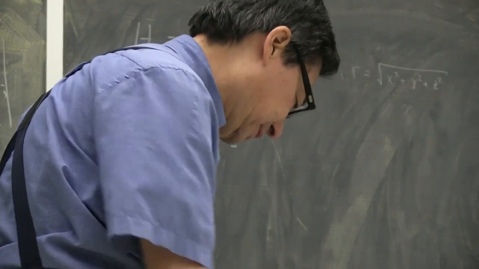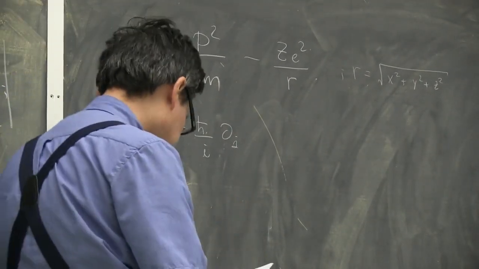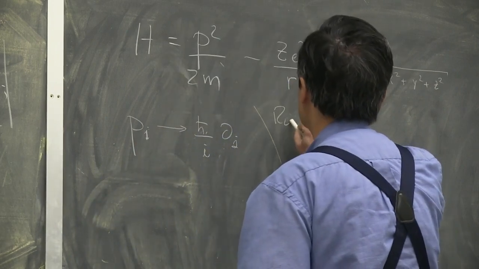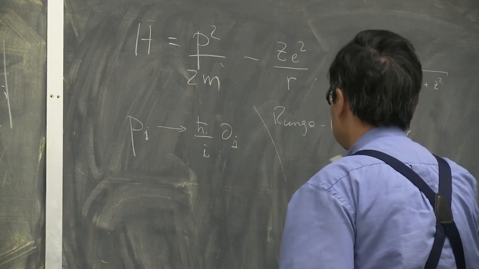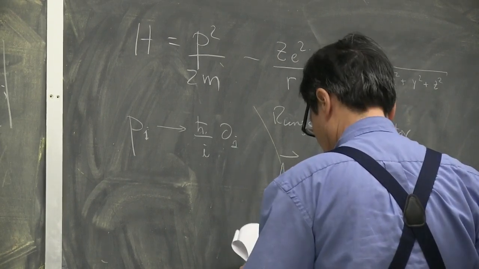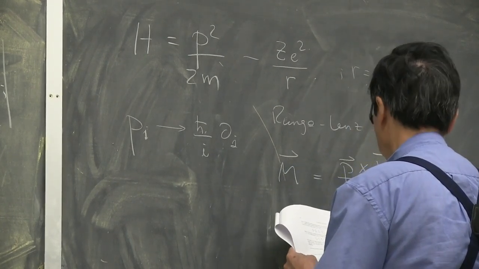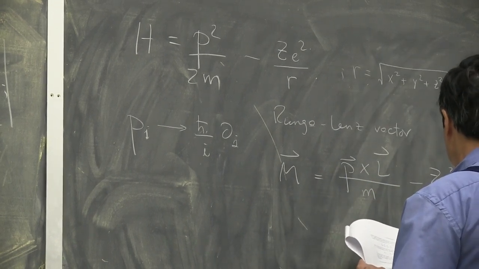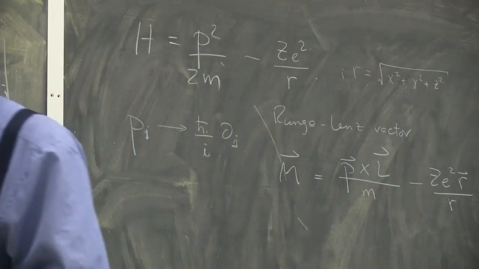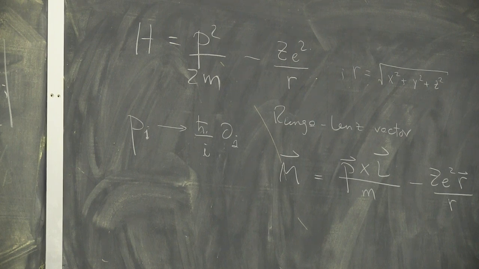Let me just recall for you how it's defined in classical mechanics. The so-called Runge-Lenz vector, which we call M, is defined to be p cross L divided by m, minus Z e squared r vector divided by the magnitude of r, like so. And we saw that in classical mechanics, this is also a conserved quantity.